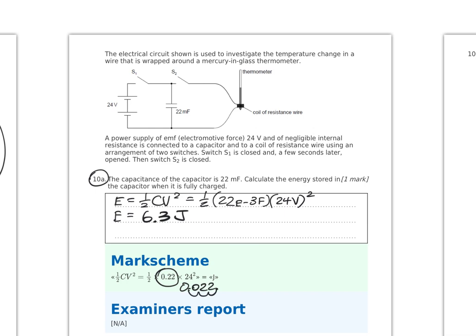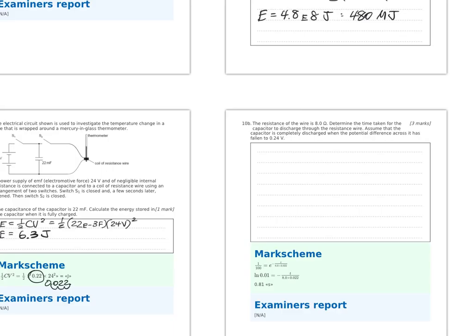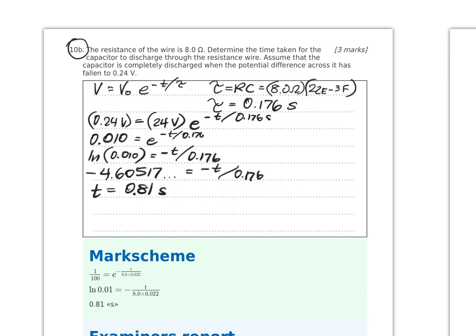They also didn't give an answer. They just said equals joules. But whatever, I just did it in my calculator. I got 6.336, which rounds to 6.3 when you consider significant figures. Let's move on. And then 10B wants the time to completely discharge as a function of voltage. And it says the capacitor is completely discharged when the potential difference across it has fallen to 0.24 volts.